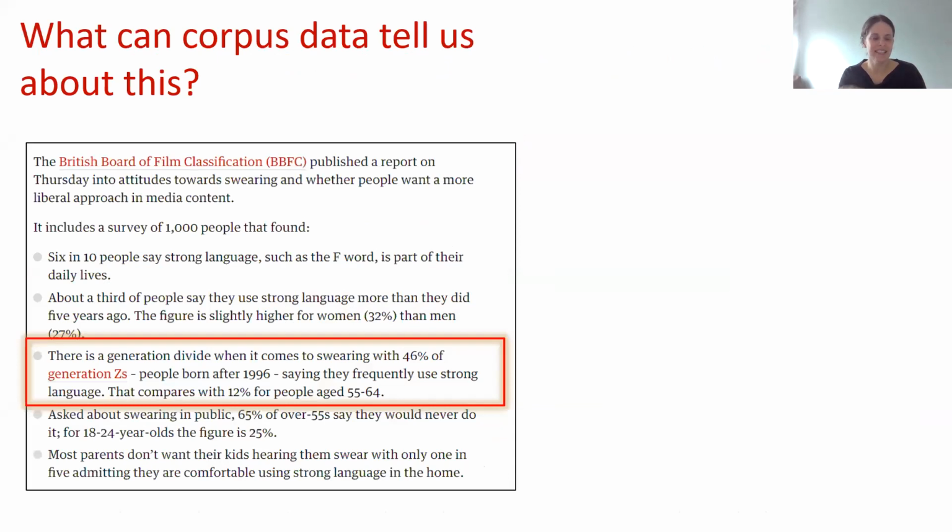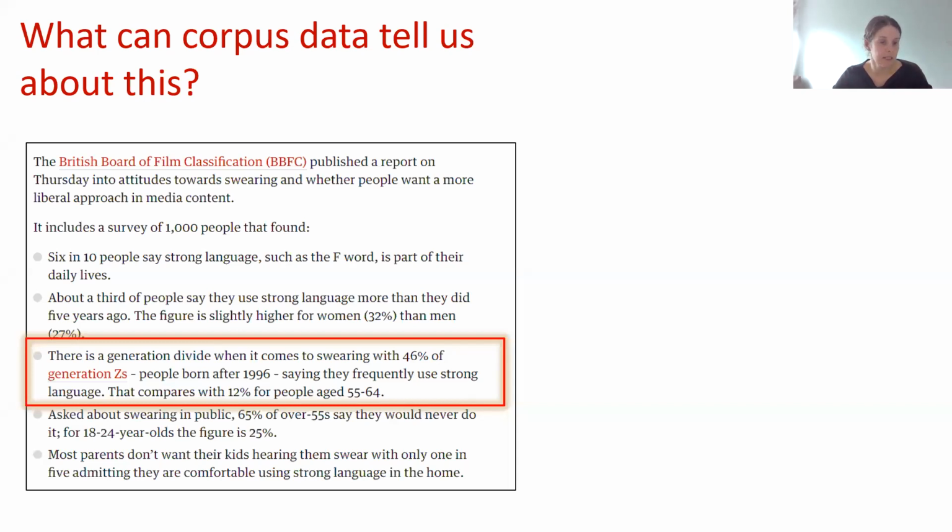But some of the things that they found that people said about their own use of swear words are these. So, for example, they reported there is a generation divide when it comes to swearing, with 46% of Generation Z, that is people born after 1996, saying they frequently use strong language.